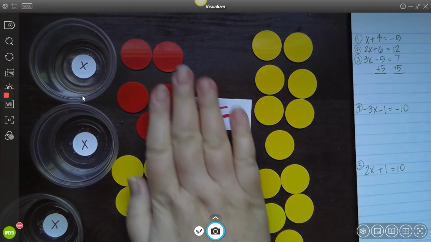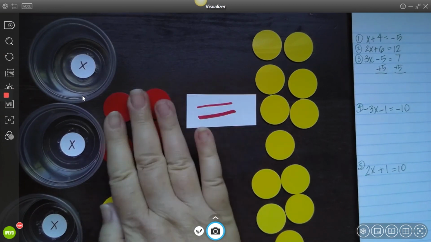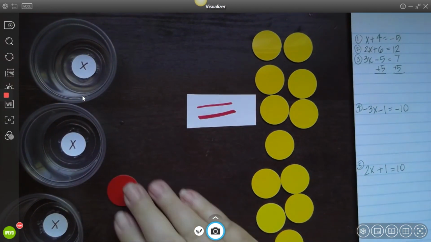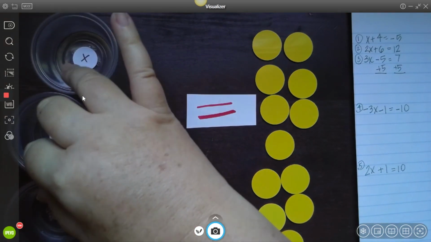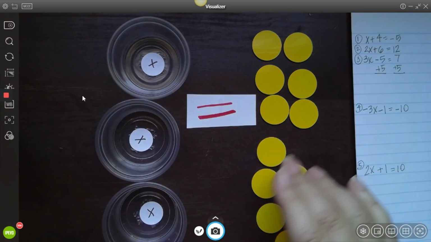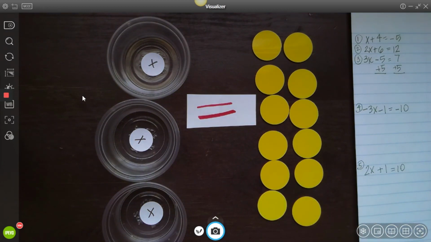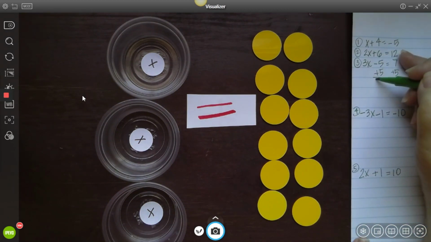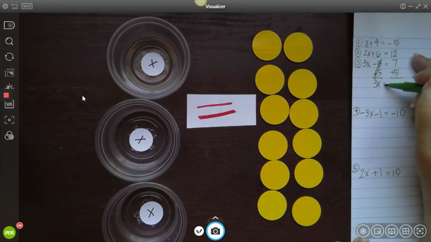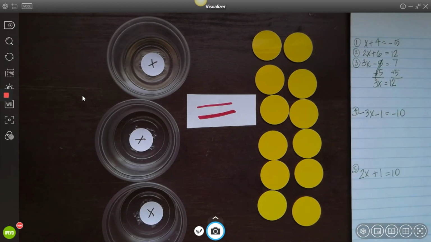My next step is that I'm going to pull these out because these all make 0 pairs. There's 5 red, there's 5 yellow. We're going to pull these away. And what I have left now is 3x equals, and when I combine all these together, I end up with 12. Now we can show them those went away, the 5s cancel each other out, and what I now have left in my equation is 3x, and then 7 plus 5 gives me 12. So they can see exactly where every step is coming from.